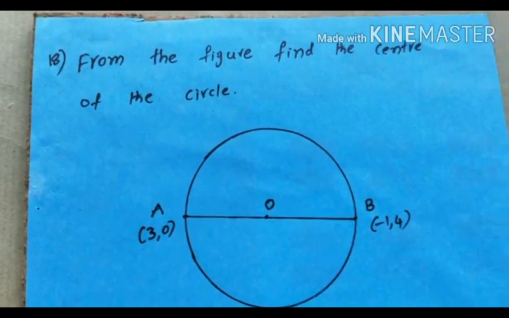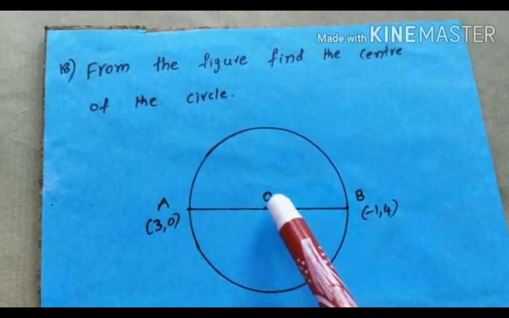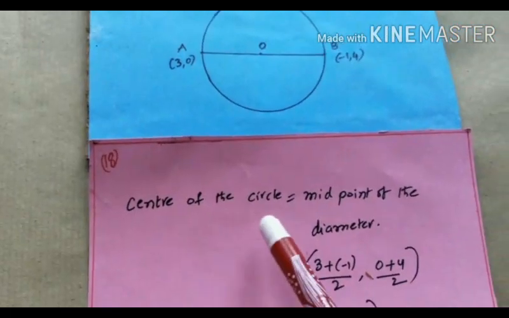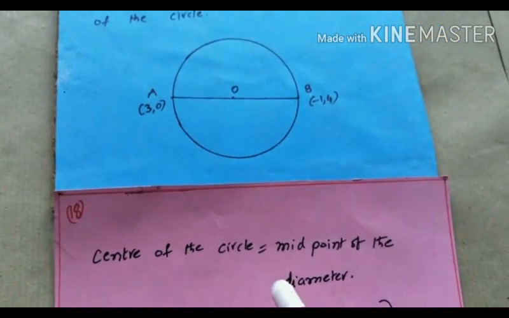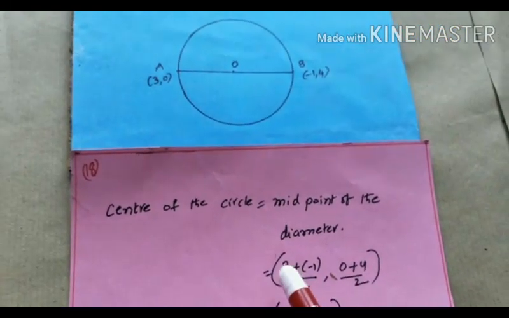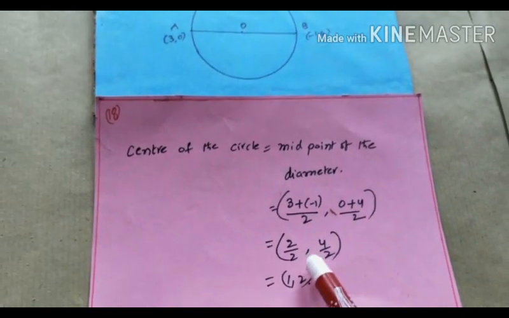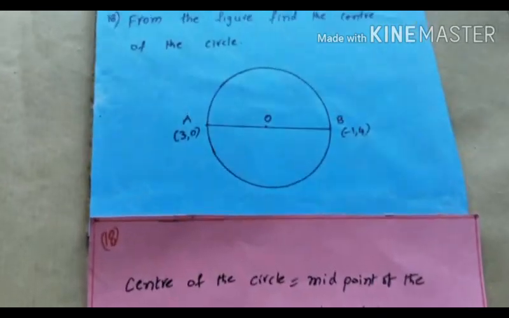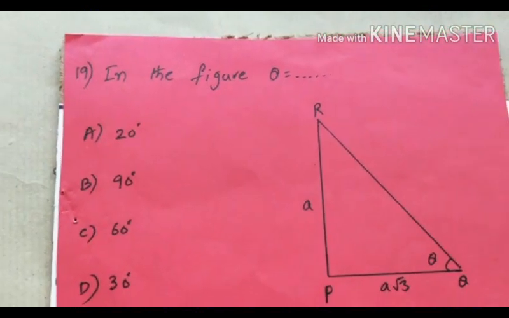18th question answer. From the figure, find the center of the circle. We know the center is the midpoint of the diameter. So the center of the circle equals the midpoint of the diameter. Here we use the midpoint formula: (x1 plus x2) by 2, (y1 plus y2) by 2. So (3 plus minus 1) by 2, comma (0 plus 4) by 2. So 2 by 2, comma 4 by 2. Answer is 1, comma 2. Therefore, the center of the circle is (1, 2).